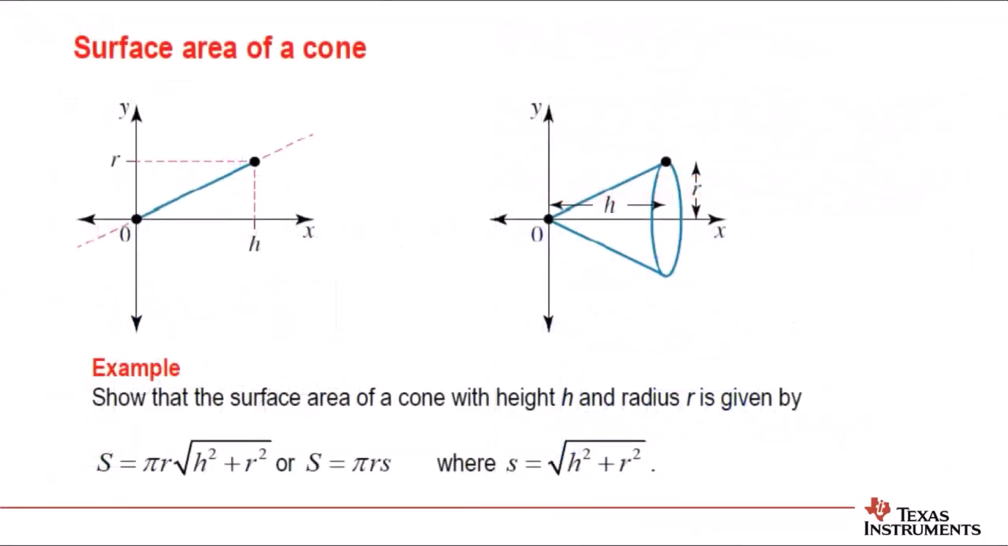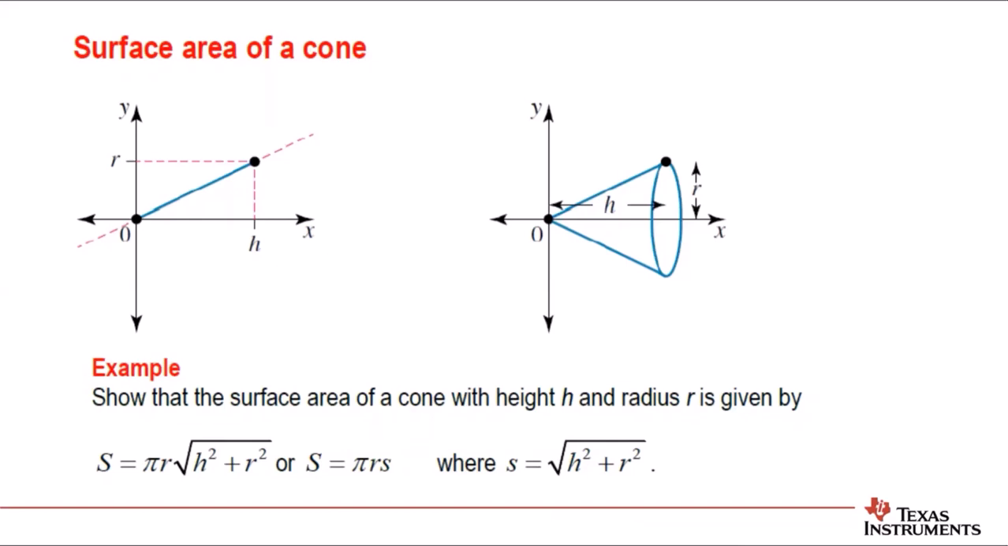All right, so let's just go back to some typical applications here. Let's use this formula for the surface area to find the surface area of a cone. Now, what's the formula for the surface area of a cone? The formula, which we have to prove, is pi r root h squared plus r squared, or pi r s, where s is the length of that line segment.